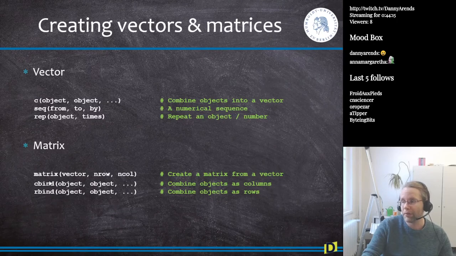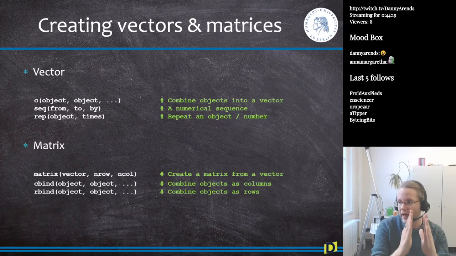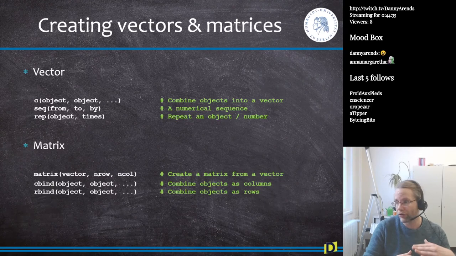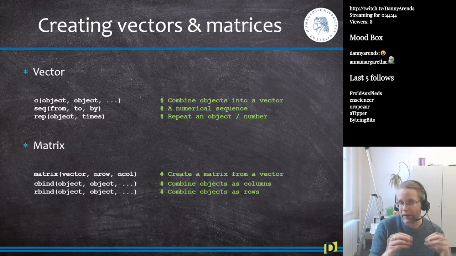So cbind means take a vector and another vector and combine them together into a matrix, right? If I have two vectors of the same length, I can make vector 1 the first column, vector 2 the second column. Rbind does the same thing, but instead of binding in a column-wise fashion, it binds two or three vectors together in a row-wise fashion. So if I have two vectors, the first vector becomes the first row, and the second vector then becomes the second row.